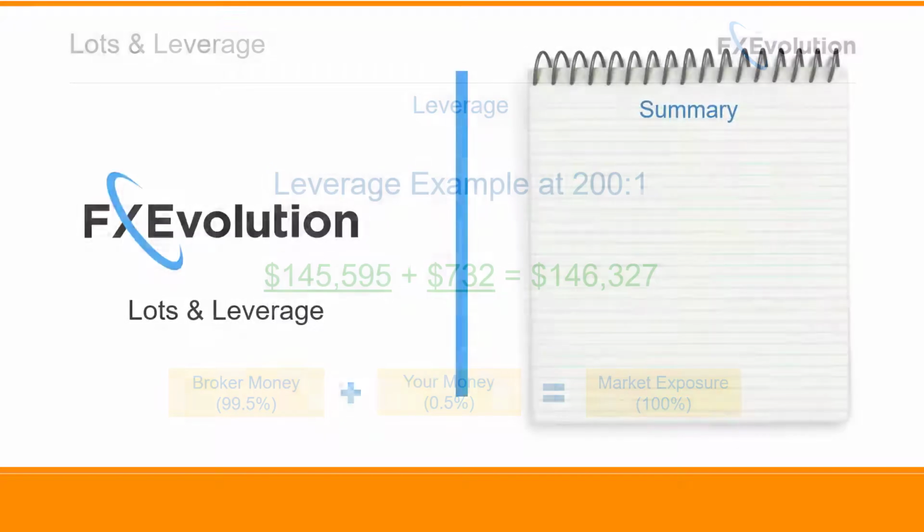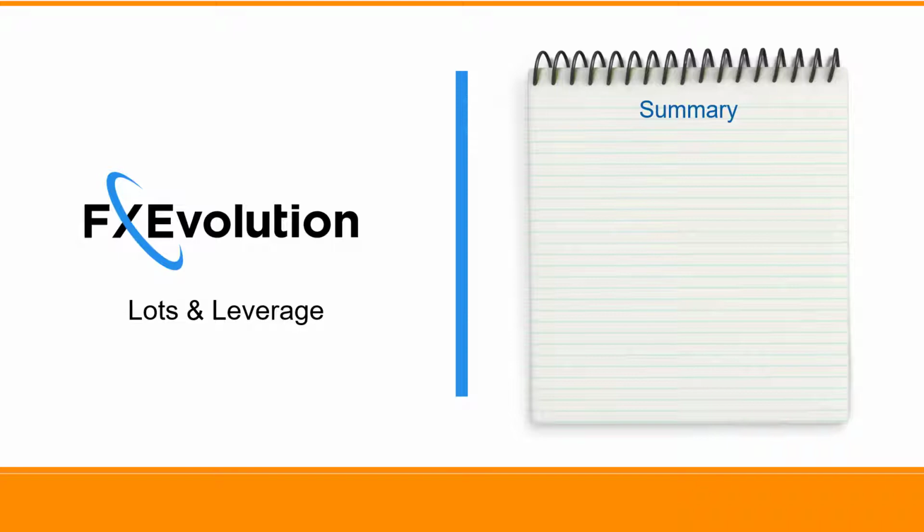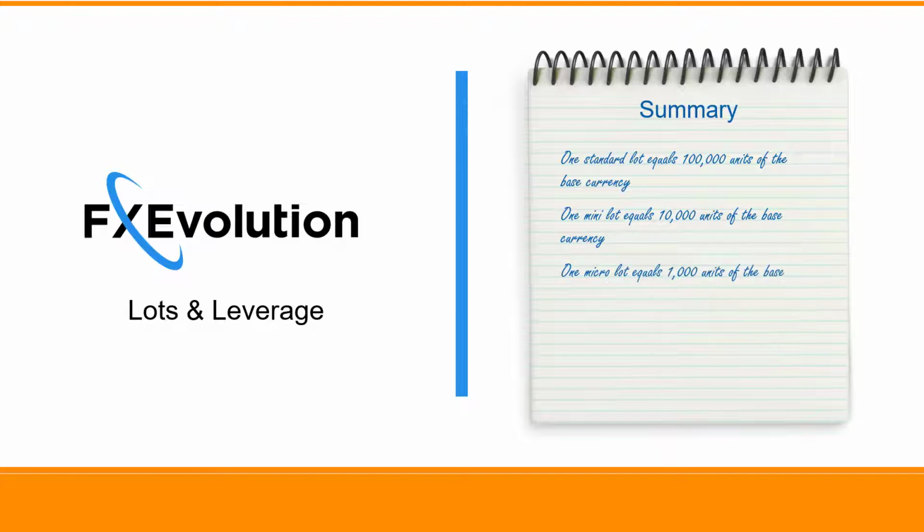To summarize what we have covered in this lesson, remember that one standard lot equals 100,000 units of the base currency. One mini lot equals 10,000 units of the base currency. One micro lot equals 1,000 units of the base currency. And finally, using leverage allows you to hold large positions without having a substantial balance in your account.